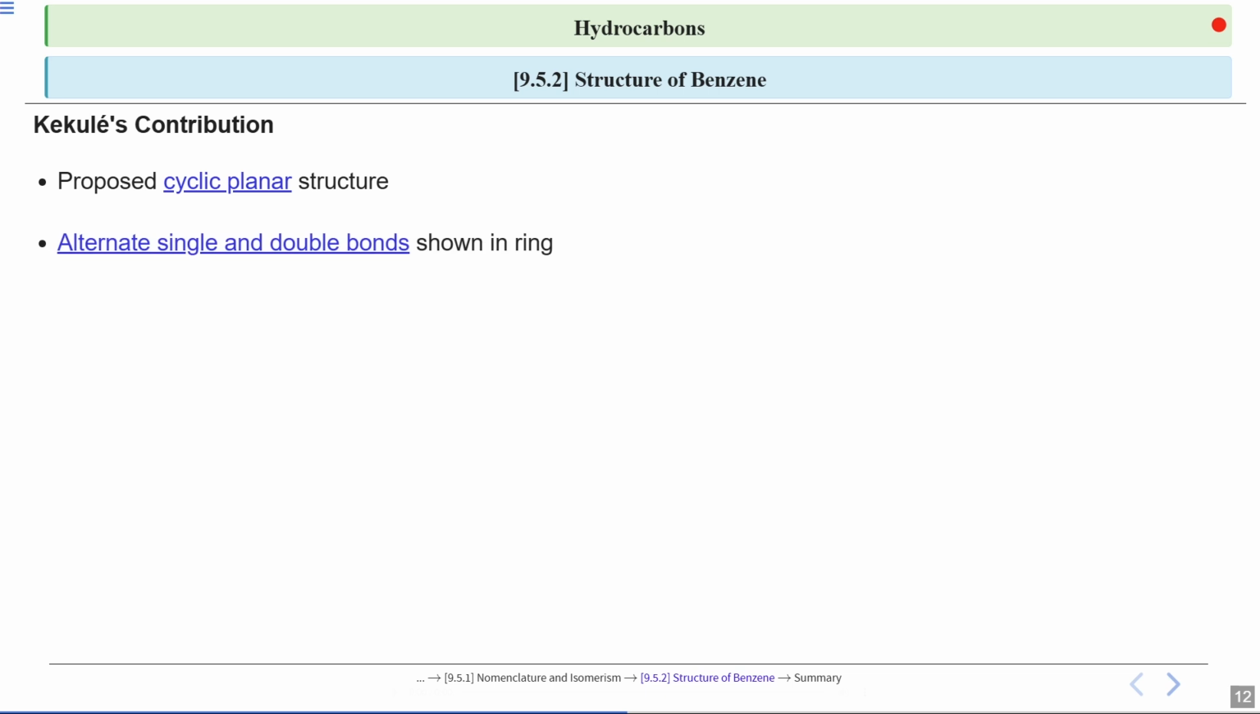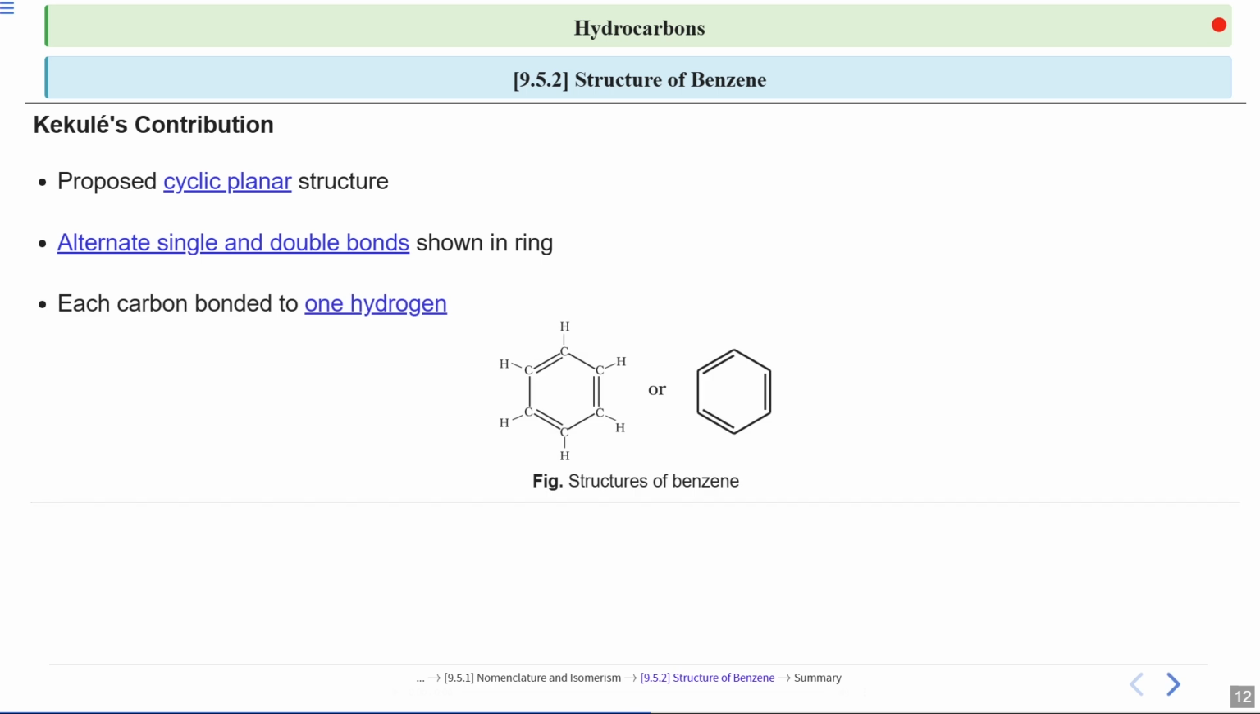Then, he also proposed that the bonds in the benzene ring are alternate single and double bonds. This means as you go around the ring, you find a single bond, then a double bond, and so on. This alternating pattern helps explain some of benzene's unusual stability and chemical behavior, which couldn't be explained by simple chain structure. Finally, Kekule's model showed that each carbon atom in the ring is bonded to just one hydrogen atom. If you look at the structure given here, you can see 6 carbon atoms forming a ring, each with a hydrogen attached to it. This structure is key to understanding benzene's properties, like its symmetry and stability.